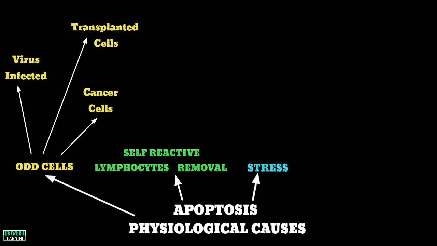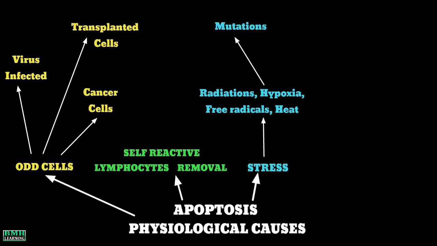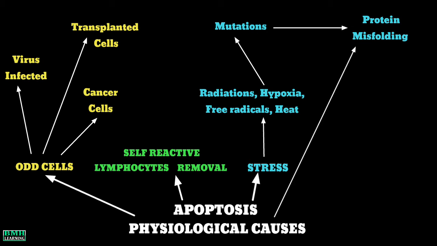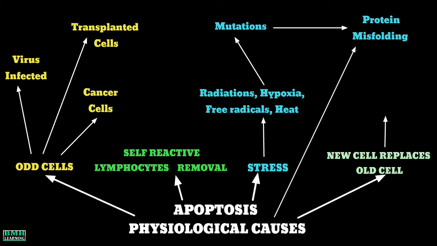Now, there are many stress-related factors such as radiations, hypoxia, free radicals, and heat. All of these can lead to mutations or DNA damage, and these mutated cells should not exist. The mutated DNA gives rise to misfolded proteins. So indirectly, apoptosis is triggered by protein misfolding. Other than this, old cells must die to give space to new cells because the new generation has got no respect for elders. Actually, it maintains the steady state population of cells.